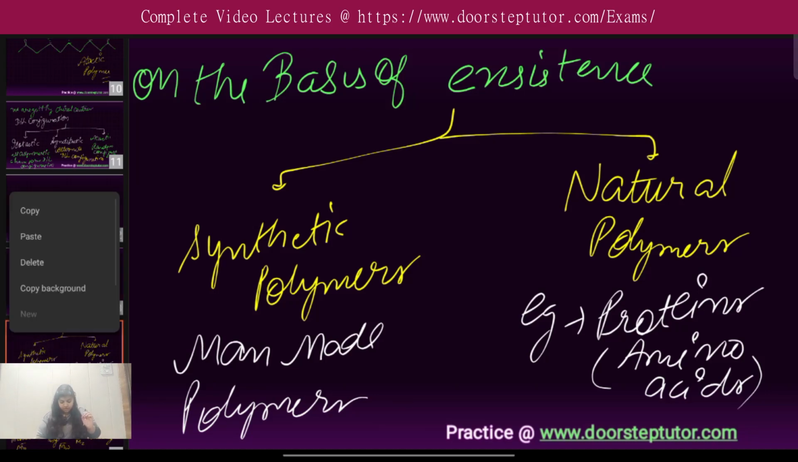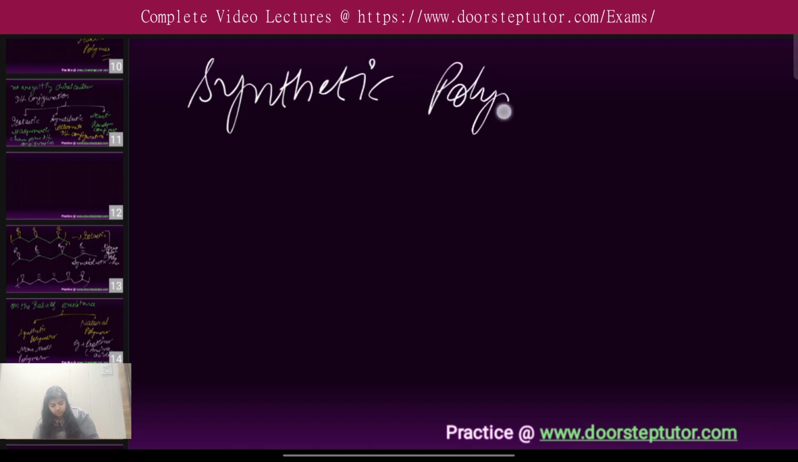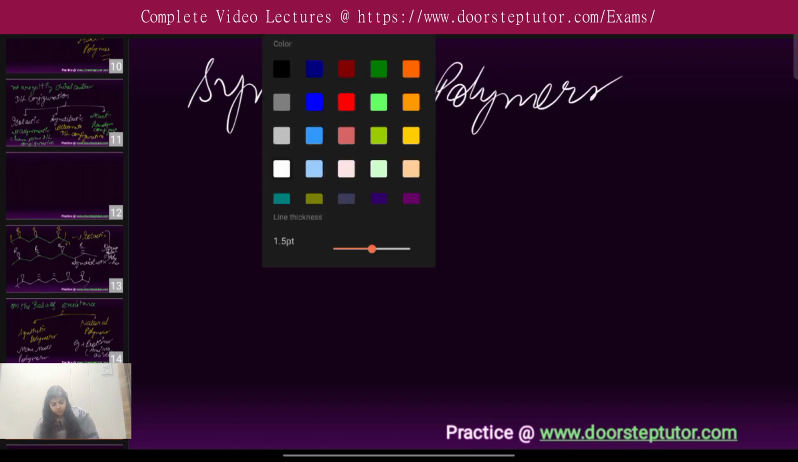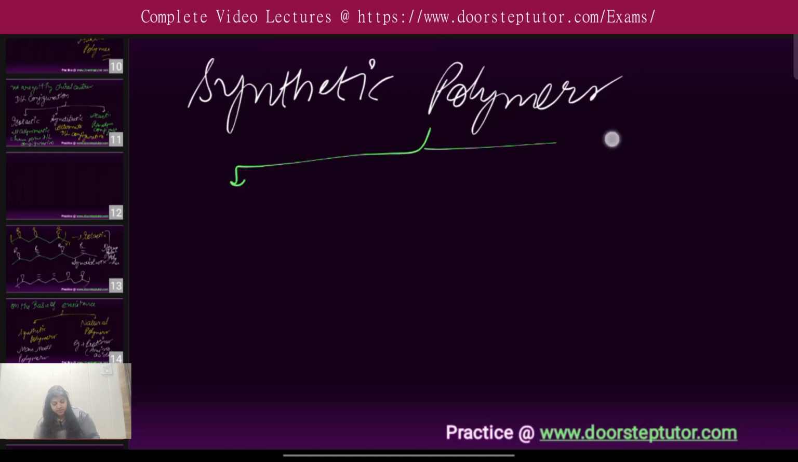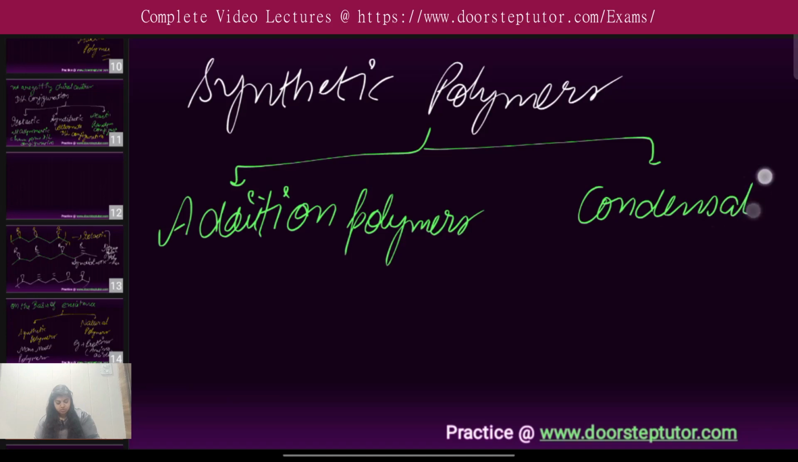So the further classification of the synthetic polymers is as follows. They can be addition polymers and condensation polymers. So we have the addition polymers, and the other one is the condensation polymers.